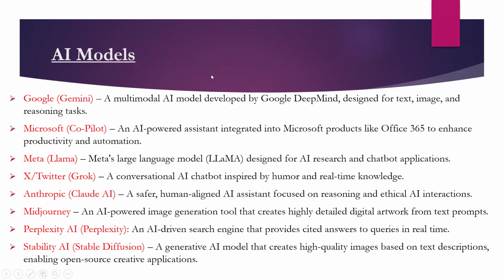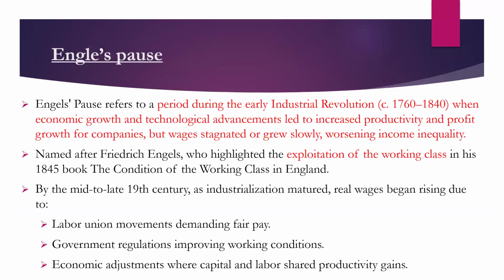Okay, now when we talk about AI models, just go through them. Different companies, different AI models. Okay, so Google is there, Gemini is there, Microsoft Copilot is there. So different AI models have been mentioned. You can go through them. Again, they can be asked in pair format. Fine. Okay. Now we come to the main topic, that is Engel's pause.